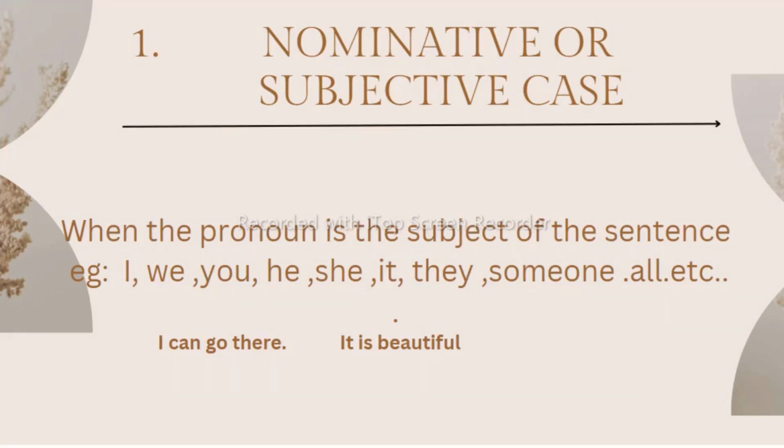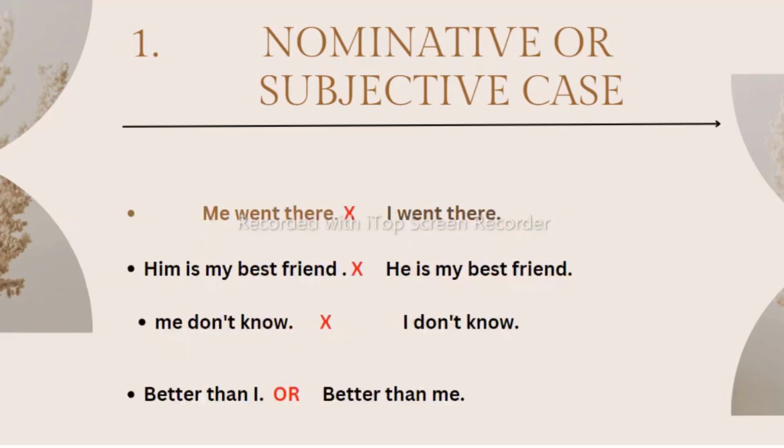Let's see in detail this subjective case. So where do we have to use this subjective case? Generally some sentences start with subjects, that's why it works as a subjective case, or also we can say subjective pronoun. Let's see some examples. Like the first one, "Me went there." Is it correct to say? No, it is wrong. We usually say "I went there." So this subject we have to use first.